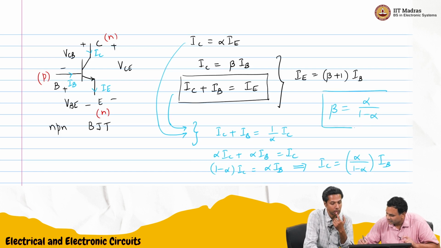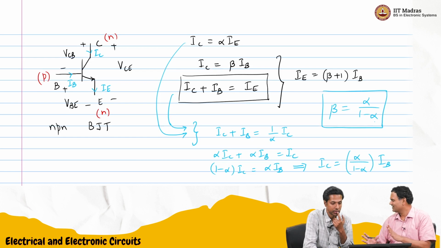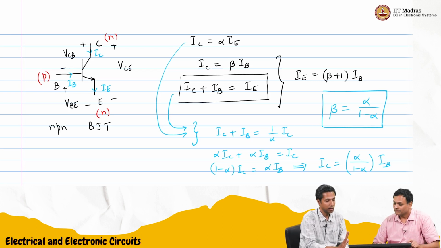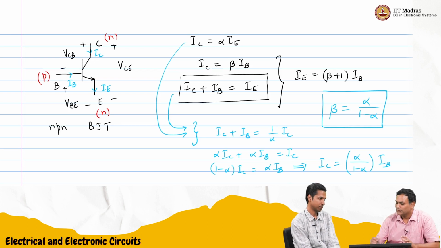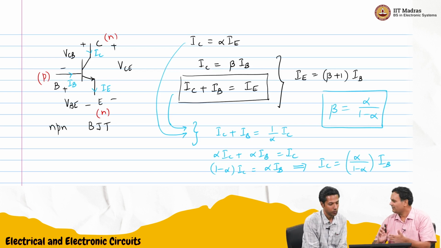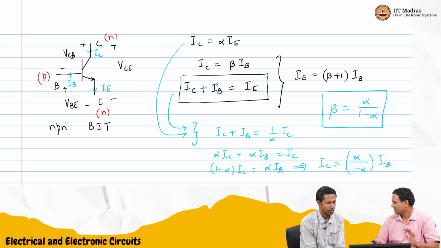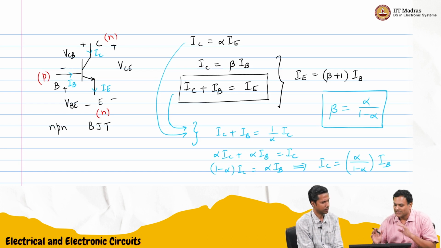Because alpha is less than 1, this cannot be negative. Perfect. So there are lots of relations like this. We got a relationship between beta and alpha, and between IE and IB, IC and IB. If I remember the first three, the alpha and beta definitions and the absence of charge accumulation inside the device, which we know even from KCL, I can make out the rest.